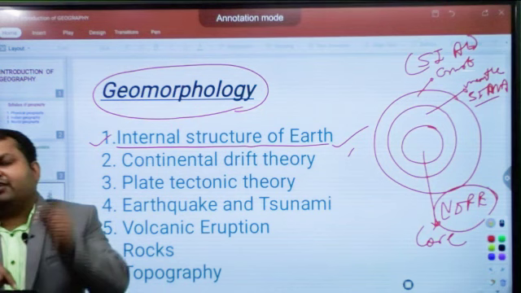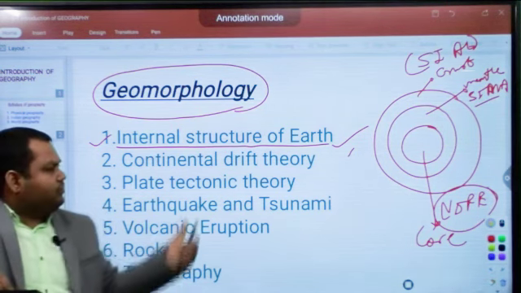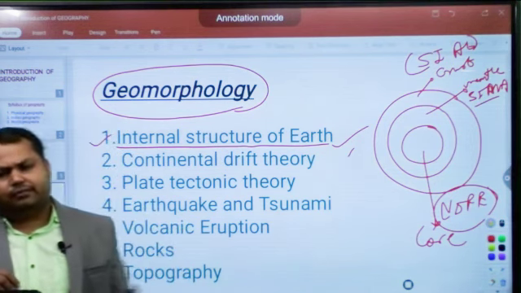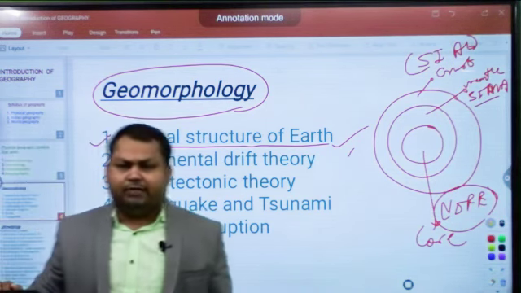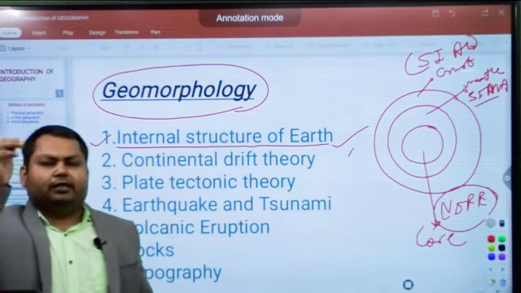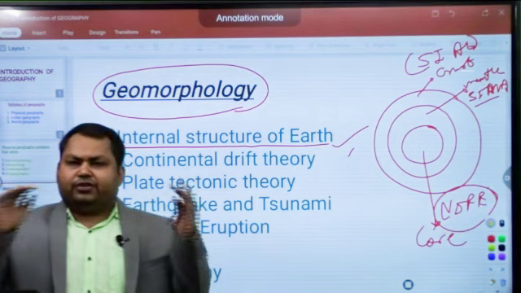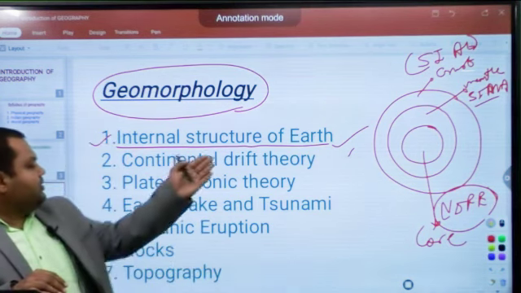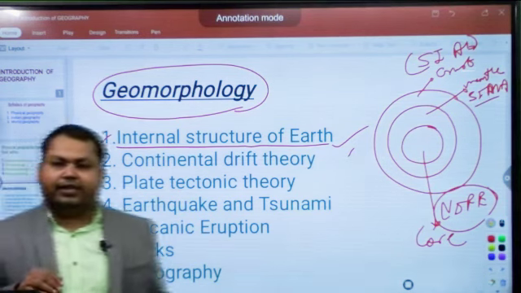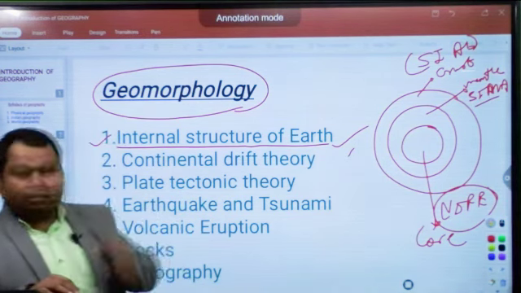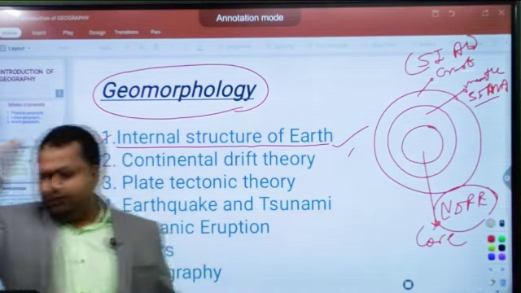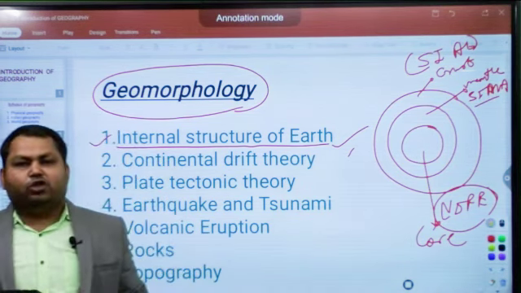Justify: internal structure of Earth is the heart of geomorphology. Such questions can be in the examinations. Without knowing the internal condition of the Earth, we cannot understand topics like continental drift theory, plate tectonics, earthquake, volcanic eruption, rocks, and topography. That's why, according to me, not any other scholar, the internal structure of Earth is considered to be the heart of geomorphology.